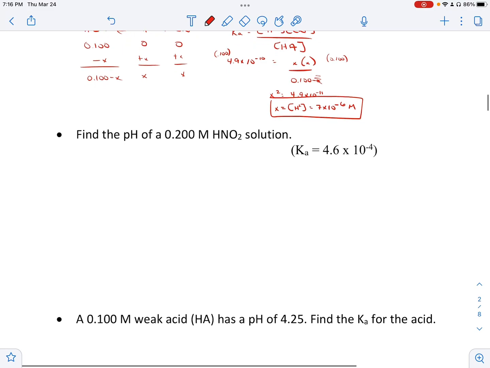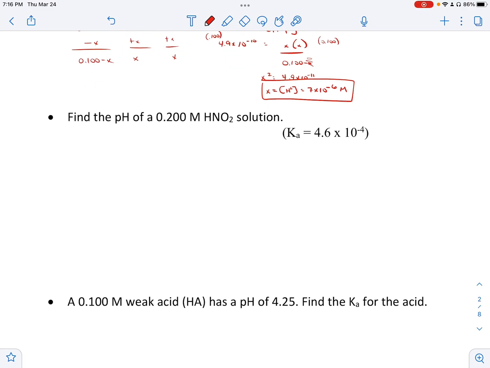Let's roll on. Now let's take this. This one's just going to be a step further. We're just going to find pH. Once we find our H positive, we're just going to go to pH and take it one step further by taking the negative log of it. So let's see what we got there.